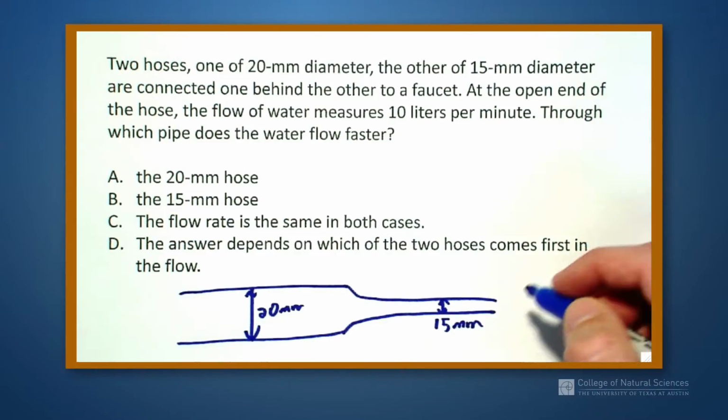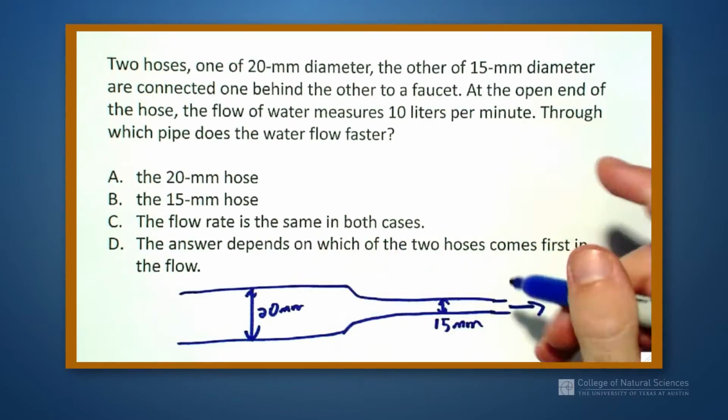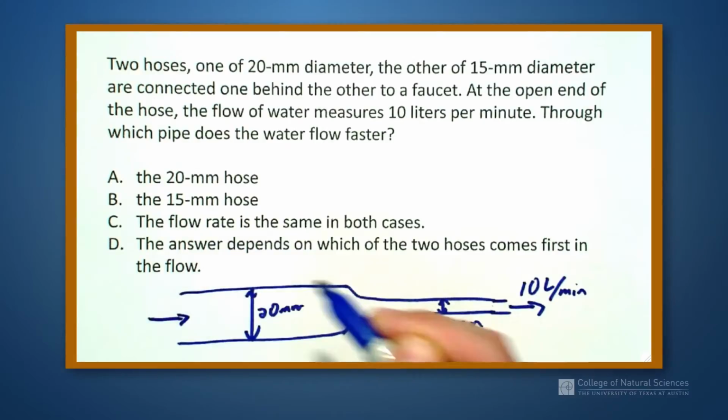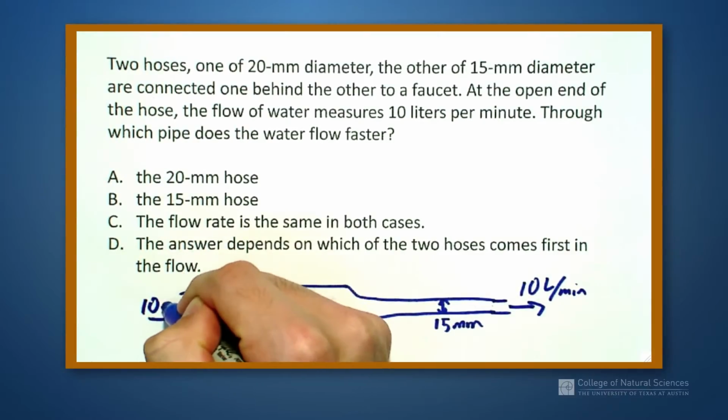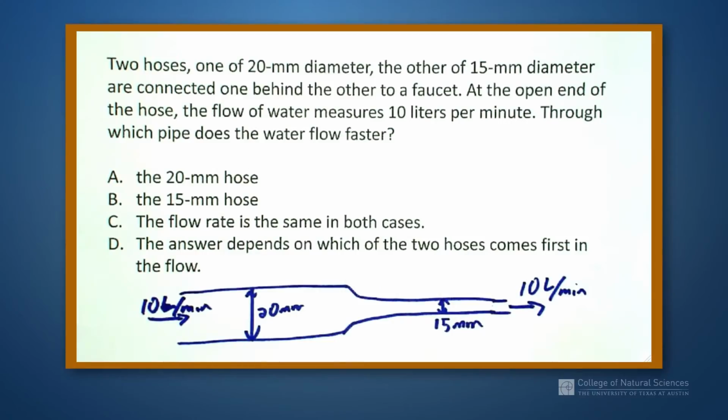And at the open end, so at this end right here, we're going to get the water to measure 10 liters per minute coming out. And we want to know where in the pipe does the water flow the fastest. Well, if we know that there's 10 liters per minute flowing out, that means to continue that flow, there had to be 10 liters per minute flowing in from the faucet.